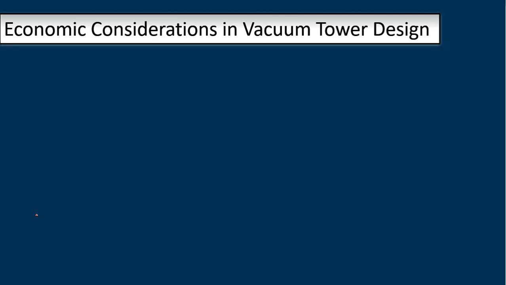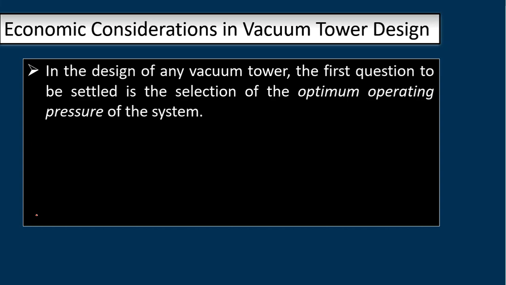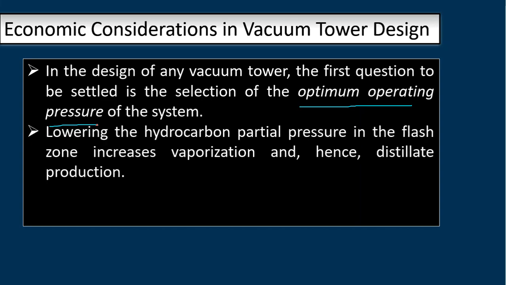So in this lecture, we are going to discuss the economic considerations in vacuum tower design. Economic means it is related to the pressure of the vacuum tower, because we know that the pressure in the vacuum tower is very low and you have to maintain that pressure using the well-standard method that will be discussed, that is a steam ejector. So the big question is to solve the optimum operating pressure of the system. How to maintain that one? That will be discussed here.